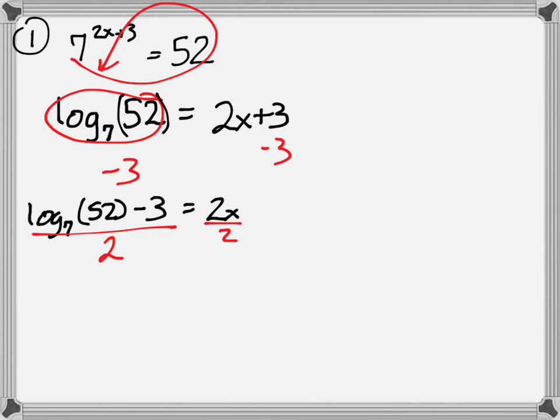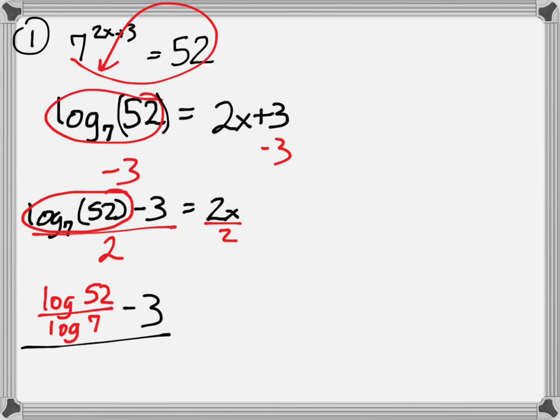Now we are going to change base. That means I'm going to use the change of base formula that we learned last week for that log base 7 of 52. And so we have log base 10 of 52 divided by log base 10 of 7. Remember, it's log of the larger number divided by log of the smaller number, or log of the answer portion divided by log of the base. Minus 3, all divided by 2.